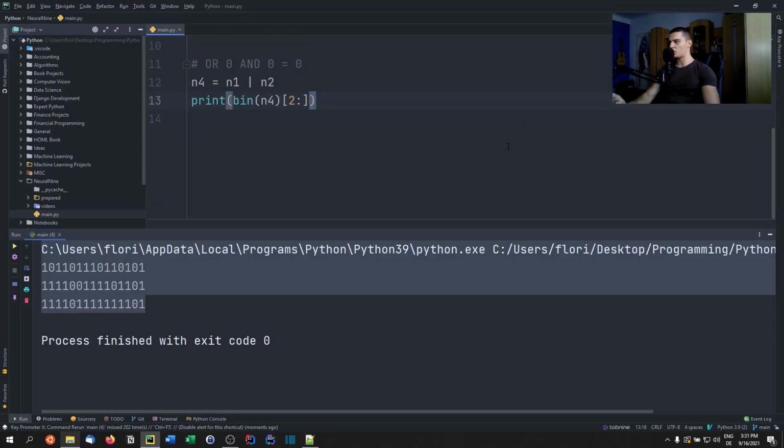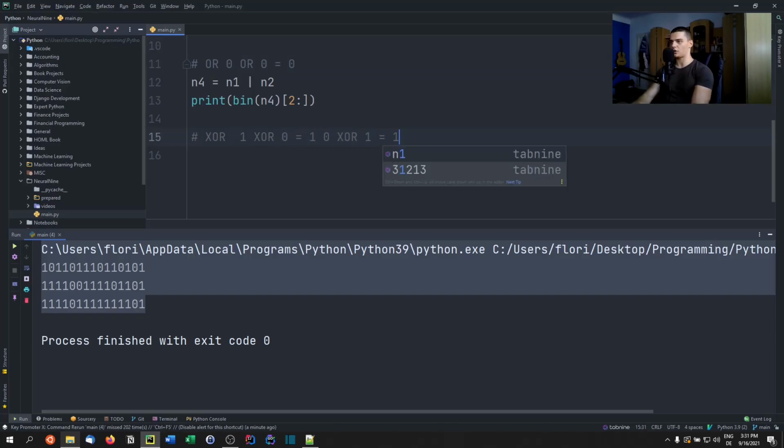Then we have XOR, which is exclusive OR. The name already says what this does. XOR basically says I want to have 1 and 0 or 0 and 1, but I don't want to have 2 zeros or 2 1s. It has to be different. It has to be either or. OR is just OR and XOR is either or. So I cannot have both. It has to be one of them. So 1 XOR, actually this is OR, this is not right. 1 XOR 0 equals 1, and 0 XOR 1 is also 1.